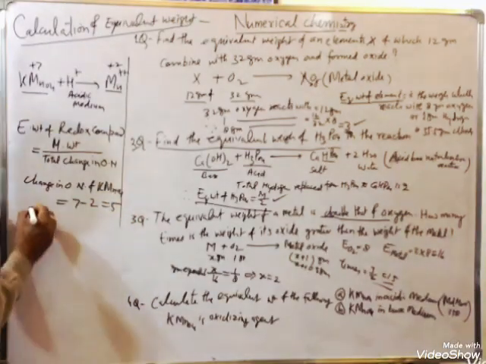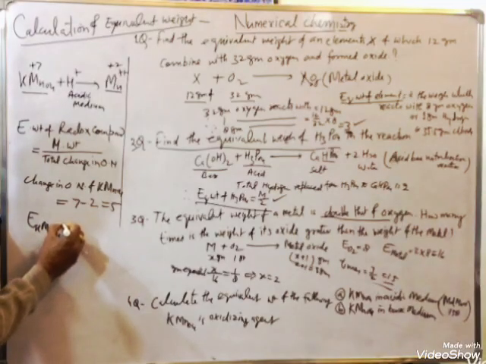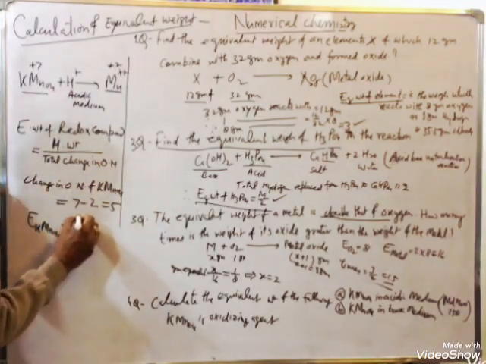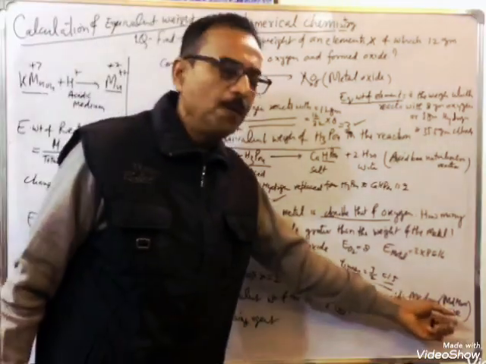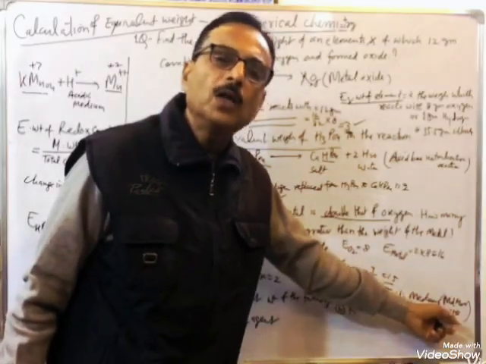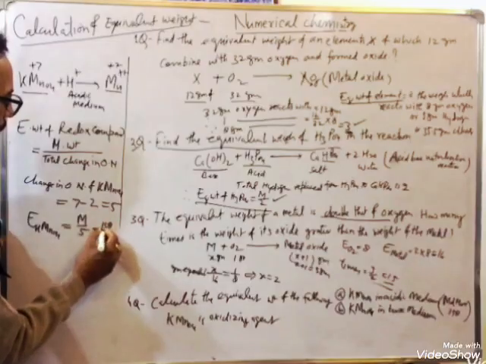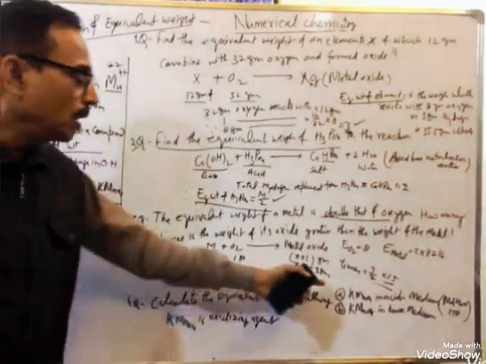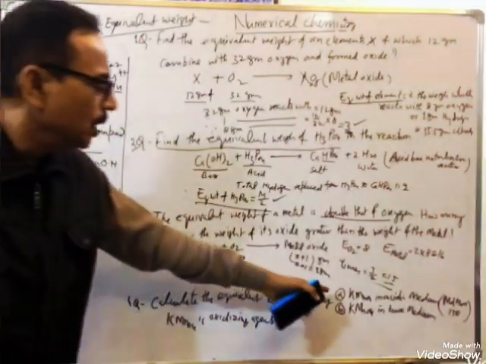So the equivalent weight of KMnO4 in acidic medium will be M by 5. And the molar mass is given, 158. Molar mass means the molecular weight of the compound. So 158 divided by 5 is the equivalent weight of KMnO4 in acidic medium, that is in presence of H+ ion. This is the first question, A.